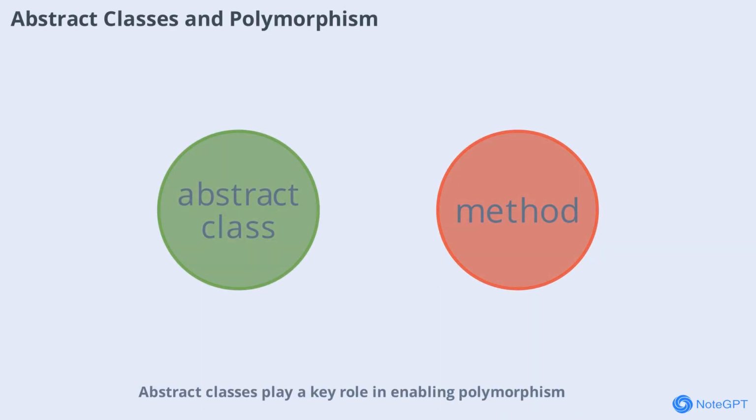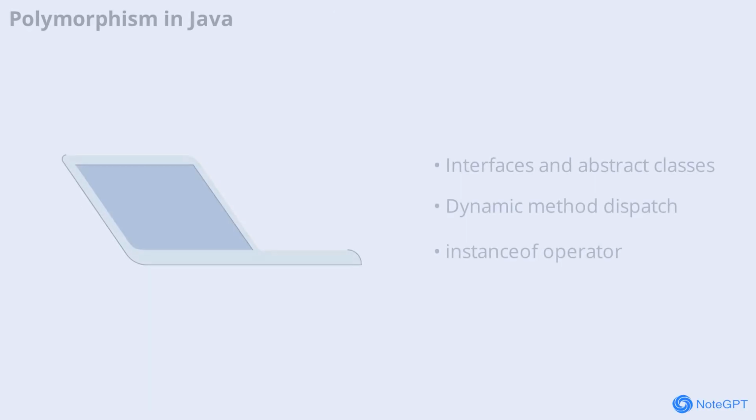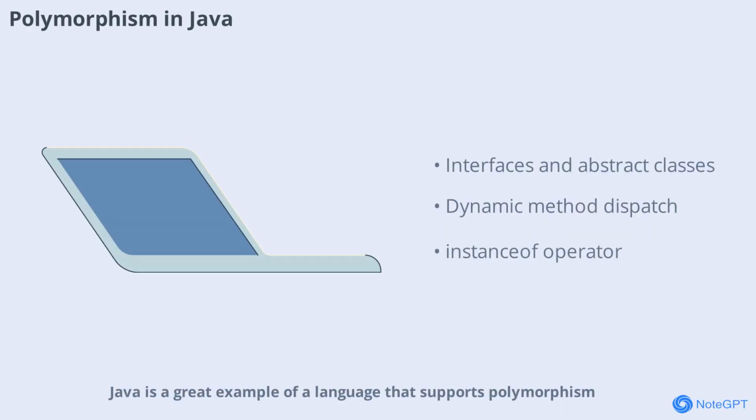Abstract classes play a key role in enabling polymorphism. By defining abstract methods that must be implemented by subclasses, you can ensure that all derived classes provide specific behavior. This allows you to write code that works with the abstract class, relying on polymorphism to execute the correct method for each subclass.